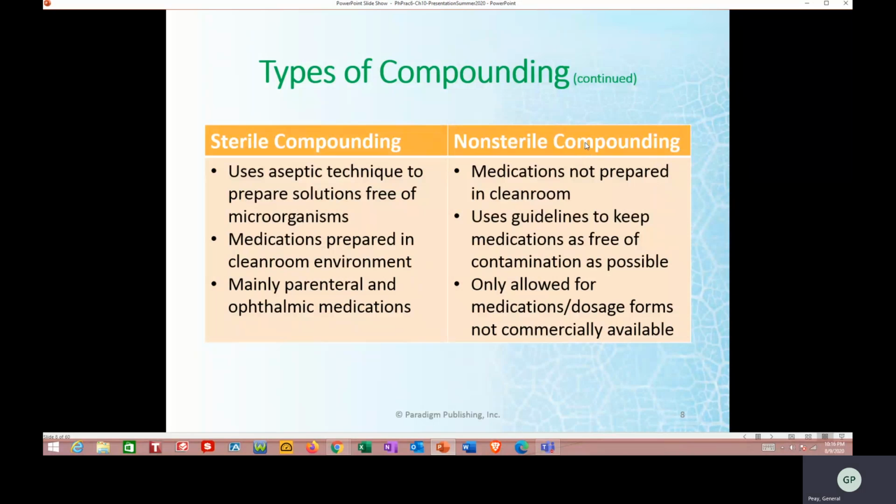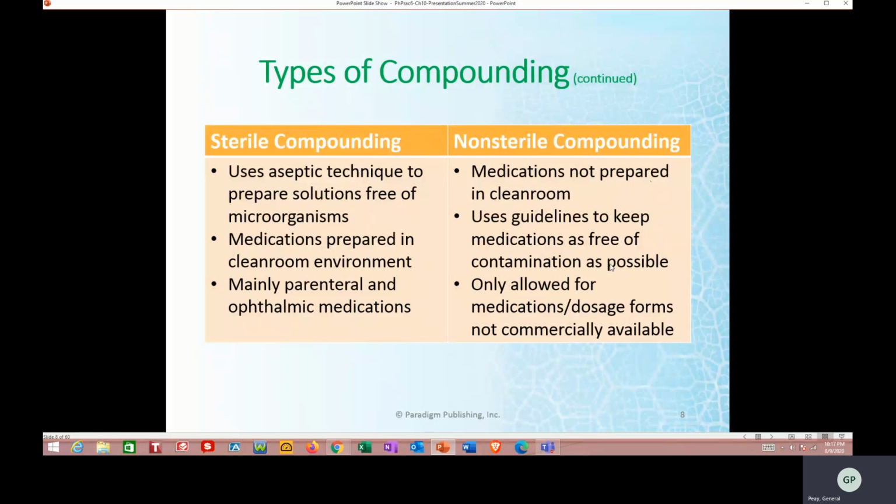And so if you look on the right column, non-sterile compounding. These are medications not prepared in a clean room. So we could do non-sterile compounding if we were at the Dallas College campus. We can do that in the classroom. And you can actually do that in the pharmacy in the open, because they don't require the medication to be sterile. It uses guidelines to get medication as free of contamination as possible.